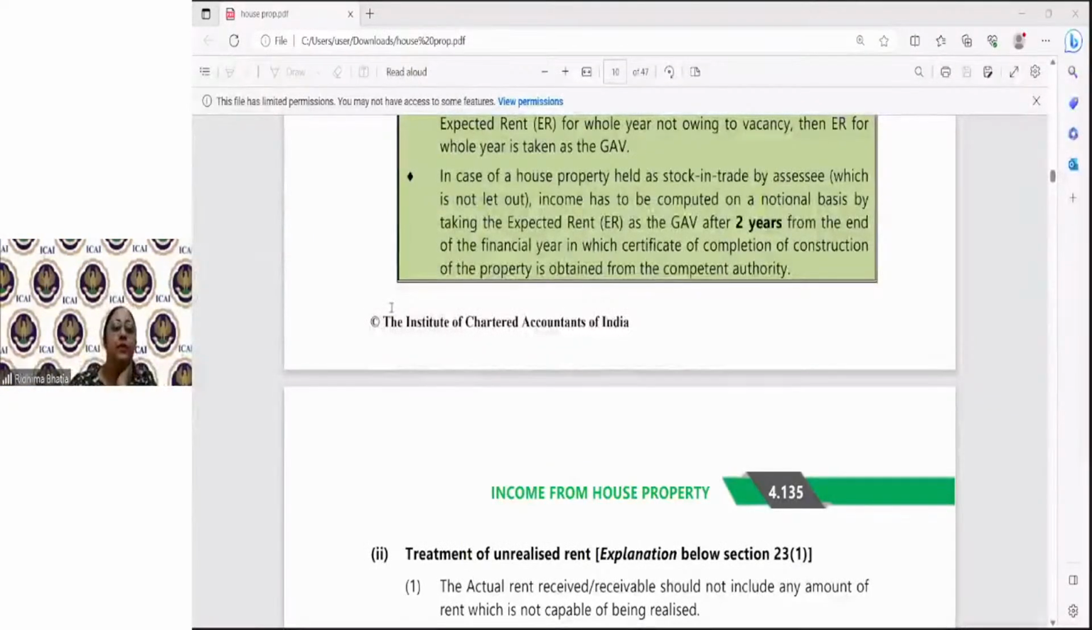So in case a property held as stock in trade by the assessee, which is not let out, khali pada hua hai, income has to be computed on a notional basis by taking expected rent as GAV after 2 years from the end of the financial year in which the certificate of completion of construction of the property was obtained.